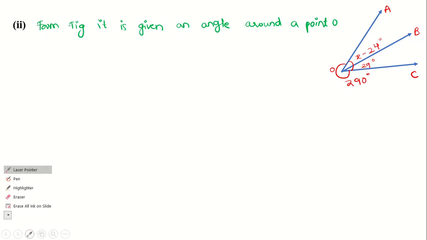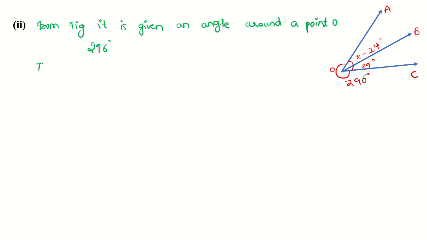Okay. So, first from the figure it is given that the angle around a point O is given as 296 degrees. Right? How much is it? It is 296 degrees.